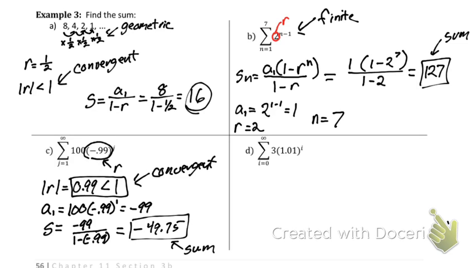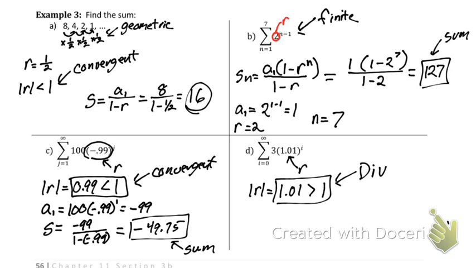All right, our very last one. If we look at it, it is infinite because we go to infinity. This is my r value. Well, the absolute value of my r value is going to equal 1.01. That is bigger than 1. So it is divergent, which means we cannot do it.